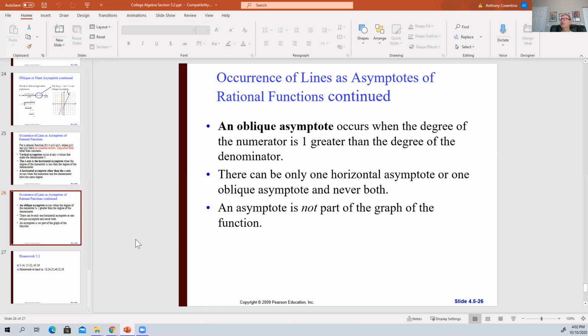And the last one is an oblique asymptote, which occurs when the degree of the numerator is 1 greater than the degree of the denominator. And there can only be one horizontal asymptote or one oblique asymptote. They never occur both, right? And so I think that ends the nice summary that we have.